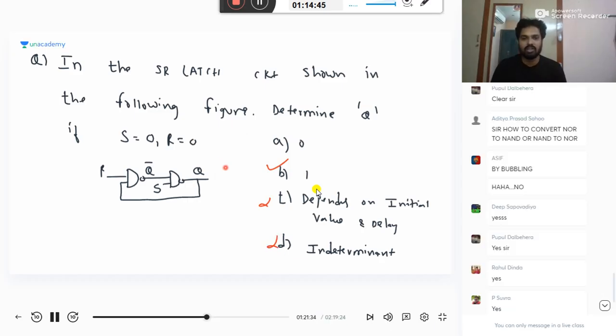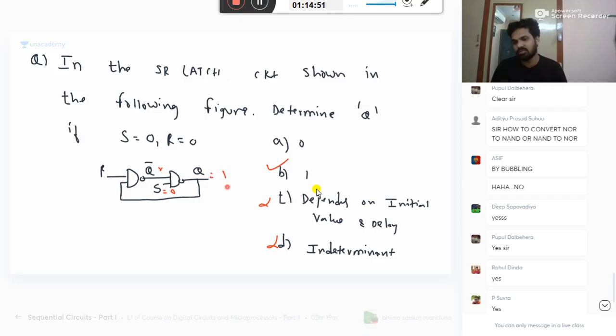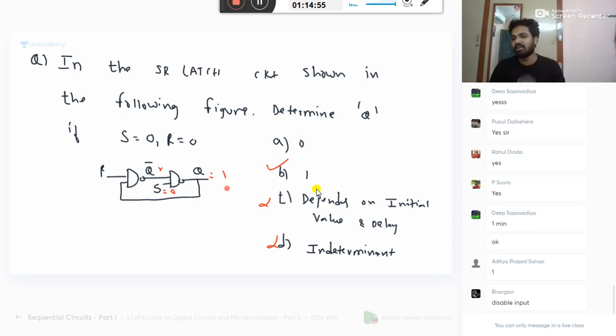One of the inputs to the NAND gate is 0. Don't worry about the other inputs here. 0 into anything is 0, whole bar is 1. Whatever may be the delays and all, never worry about it. It is a disable input.